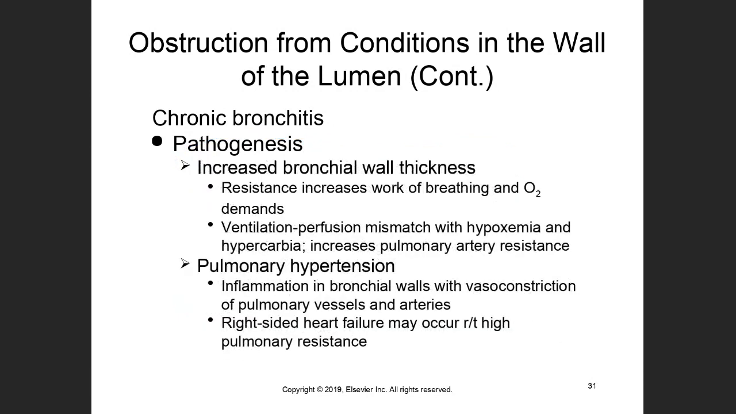Pathogenesis: increased bronchial wall thickness, persistently increased work of breathing and CO2 demands, ventilation perfusion mismatch. That's something that we measure in the lungs. It could lead to pulmonary hypertension and right-sided heart failure.